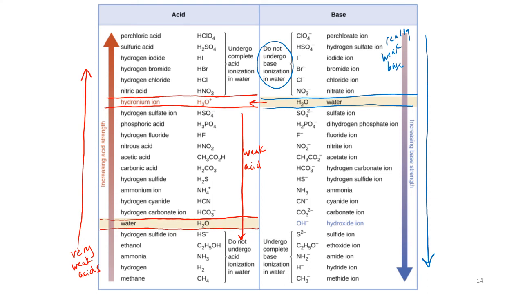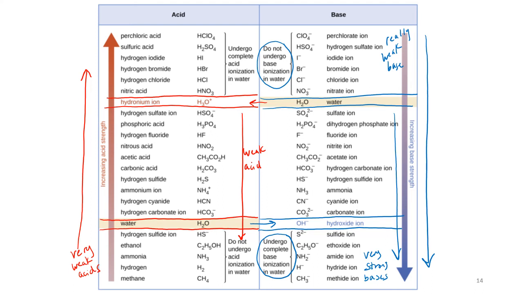And then using water as a benchmark, going down this way, those bases are starting to become stronger bases than water itself. So the conjugate base of water is hydroxide ion, and that's kind of another benchmark on the chart. These bases below hydroxide are very strong. These undergo complete ionization in water. They will react with water. So sulfide, ethoxide, amide, hydride, methide, these are very strong bases.